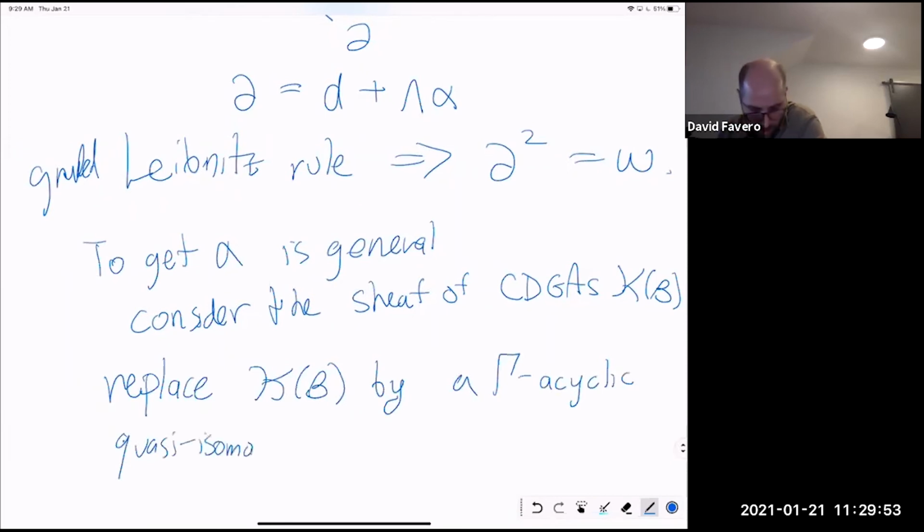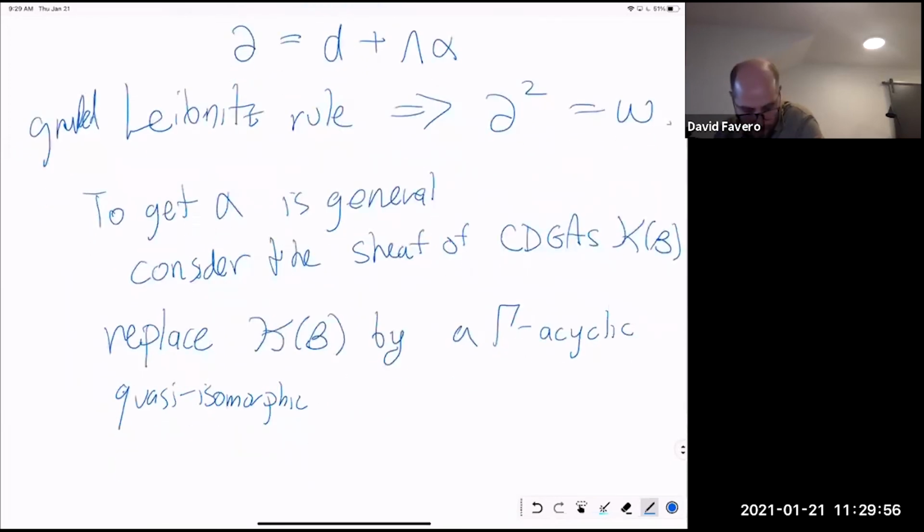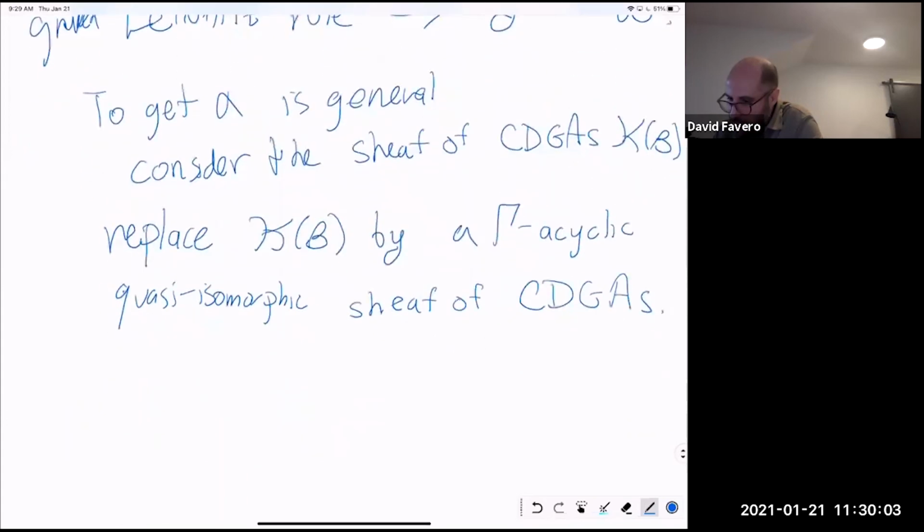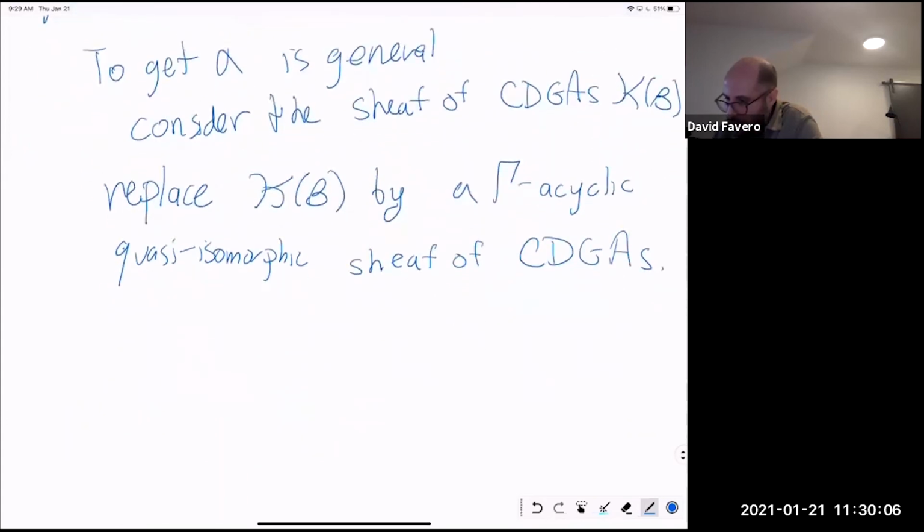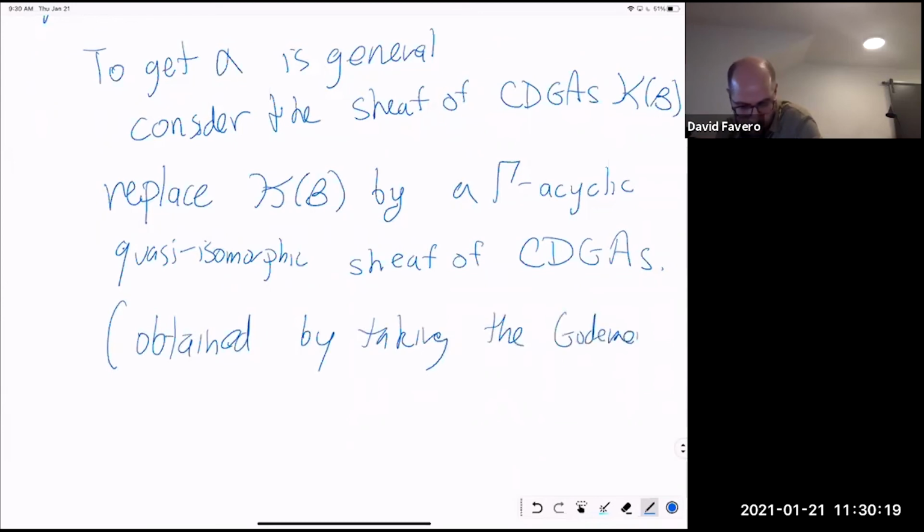Okay, so then this is obtained in our paper by taking the go-to-mole resolution. We need this because our moduli stacks need not even be separated. So we just take a very, very abstract resolution. This is cosimplicial, and it loses the CDGA structure.